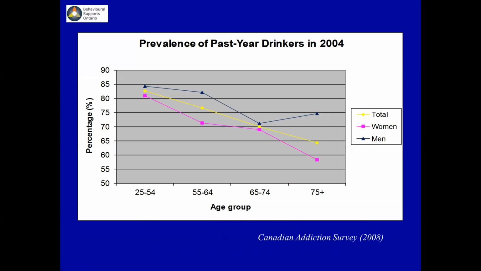So when we look at the prevalence of past year drinkers, so this is a person who's had at least 1 drink in the past year, you can see generally across the lifespan, you see a decrease in drinking. You see that for the total group, which is the yellow line, there's a nice decrease in drinking across the lifespan. What's interesting is there's actually a little blip for men, specifically just for men, where there's an increase in the number of drinkers from 65 to 75 to 75 and older. So that's an interesting new change that wasn't in the data before.